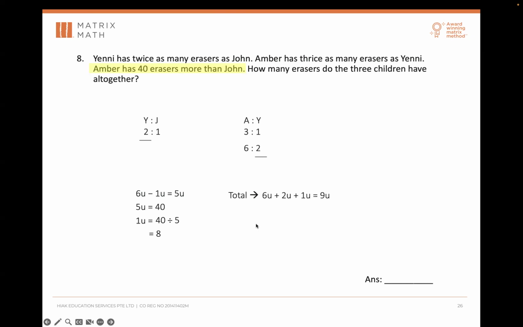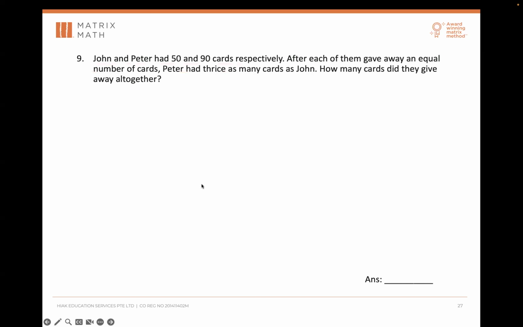You get 9. So 9 times 8, and that's the answer. Let's look at question number 9. John and Peter had 50 and 90 cards respectively, meaning John had 50, Peter had 90 cards. After each of them gave away an equal number of cards, Peter had thrice as many cards as John. How many cards did they give away all together?